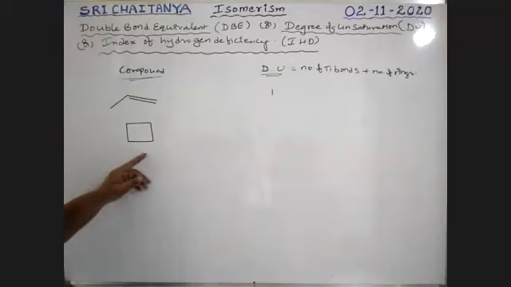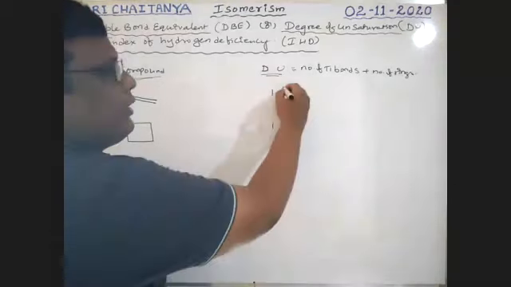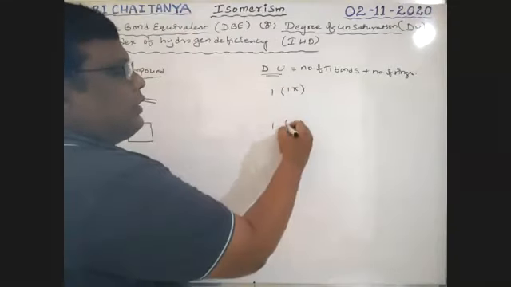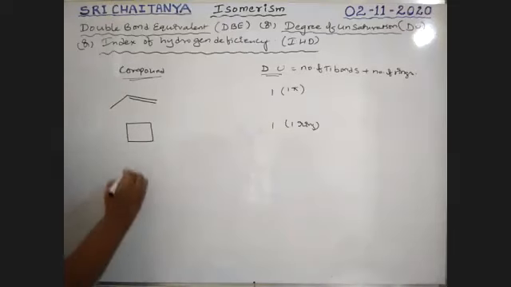For this compound, how much degree of unsaturation? Yes, 1. 1 ring and 1 pi bond right here. Next. Tell me the answer for this one.